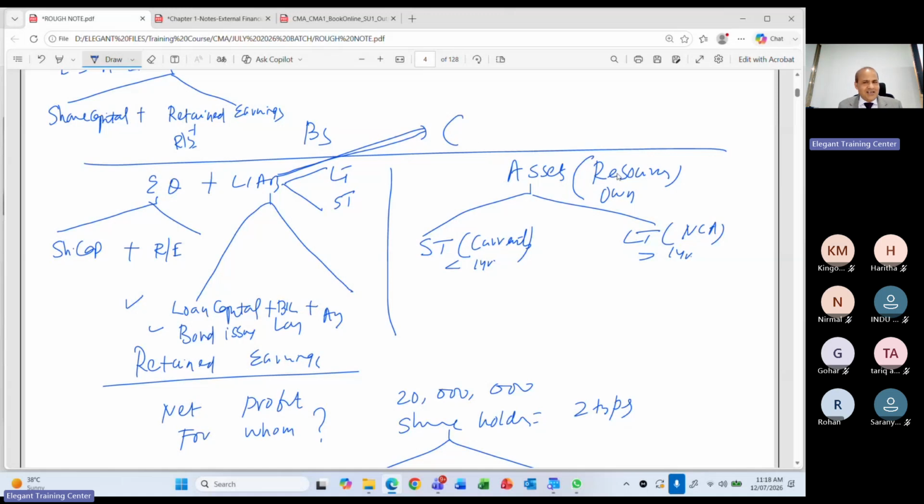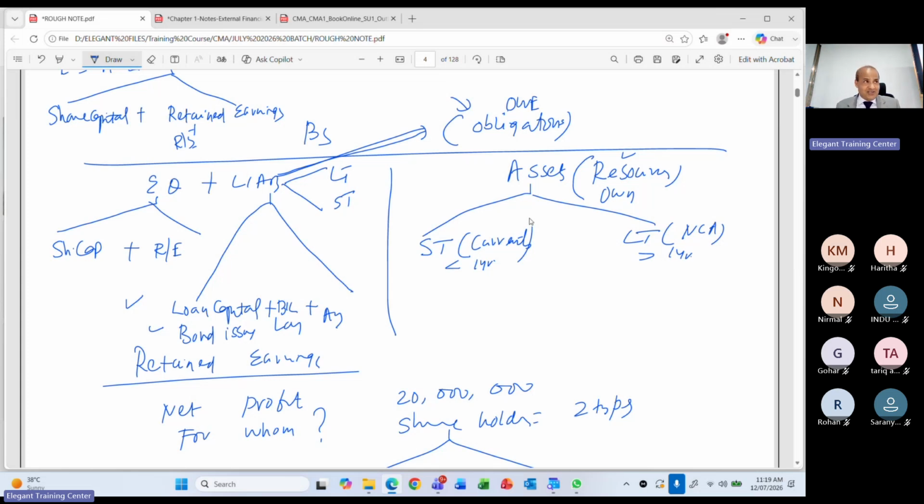No. So assets are resources and liabilities are, what I wrote here? Obligations. Yes. So that you owe, OWE. Assets you own, liabilities you owe. Clear? So similarly, liabilities can be current and non-current. Current means payable within 1 year. Non-current, payable after 1 year.